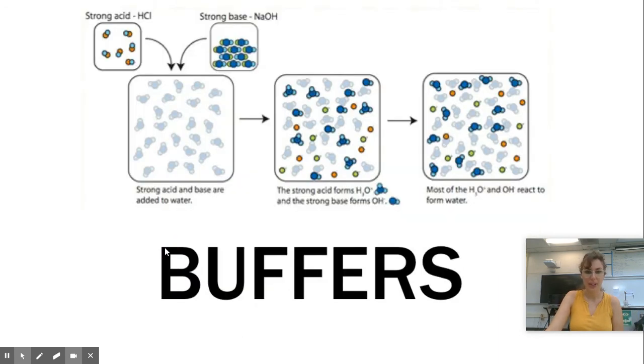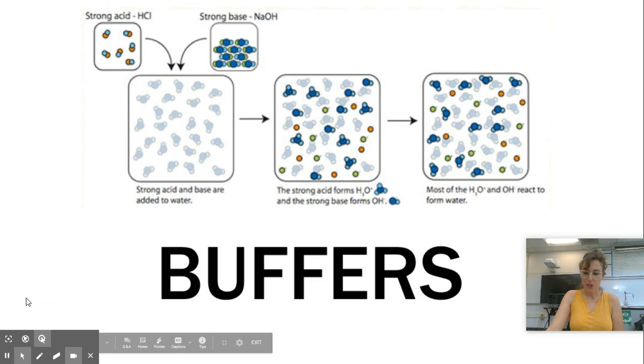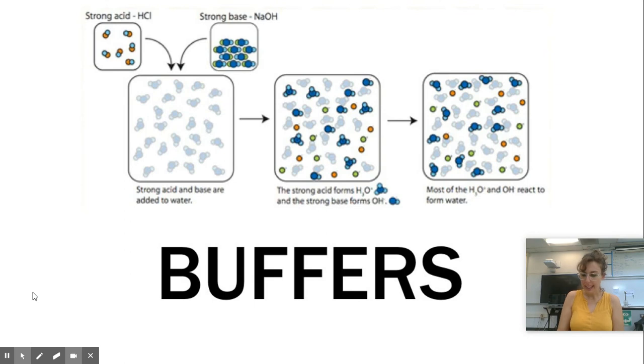Okay. So finally, and this is the last thing we're going to talk about, we're going to talk about buffers. Okay. So on your notes, a buffer is a chemical or a combination of chemicals that keeps the pH within normal limits. Okay? They work by taking up excess ions. So what's the biological benefit on that one? So like blood pH, right?